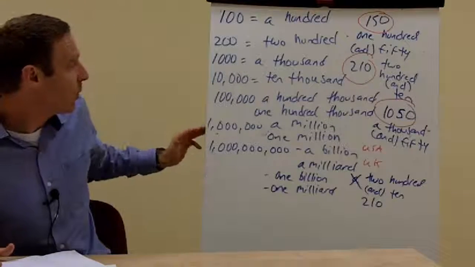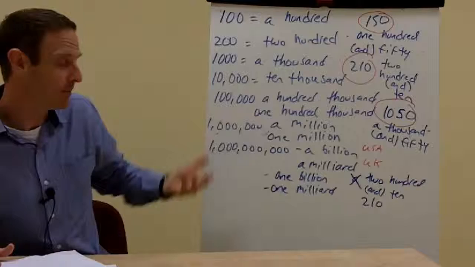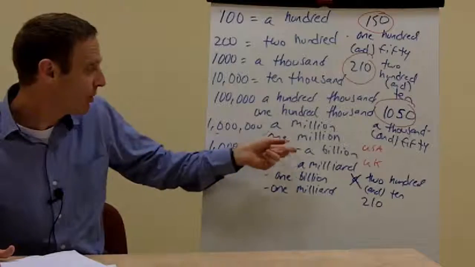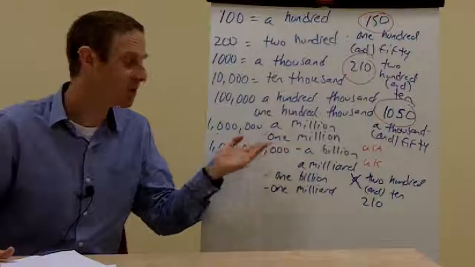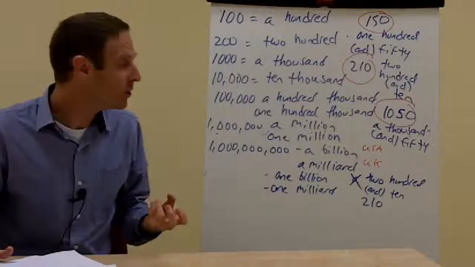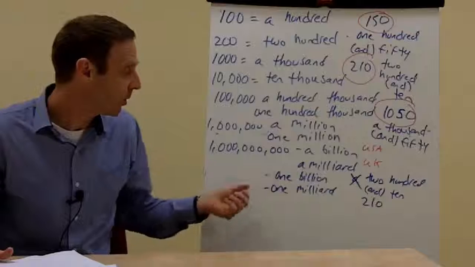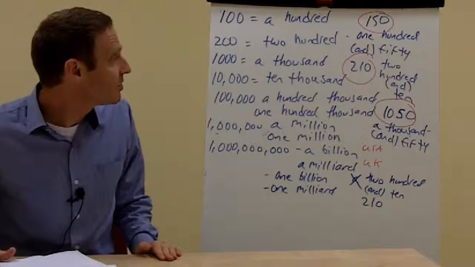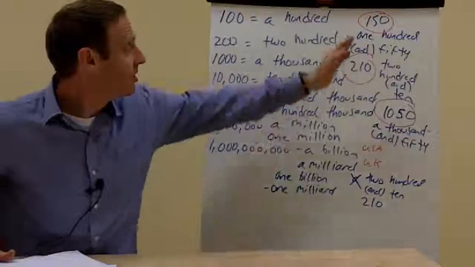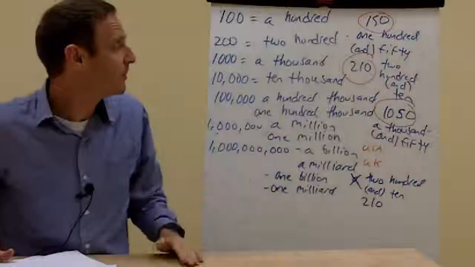Okay, we can say 1 million or a million. We can say a billion or 1 billion. Okay, in America we say a billion or 1 billion. In the UK they would say a milliard or 1 milliard. Right. And so here we have this number 150.